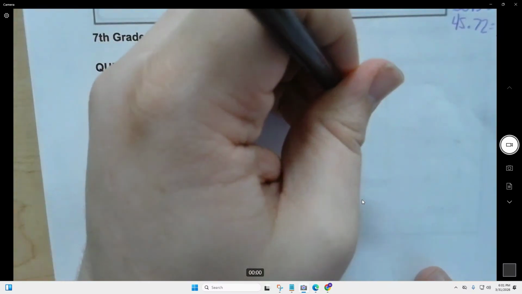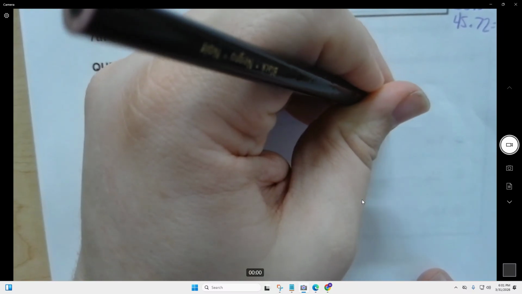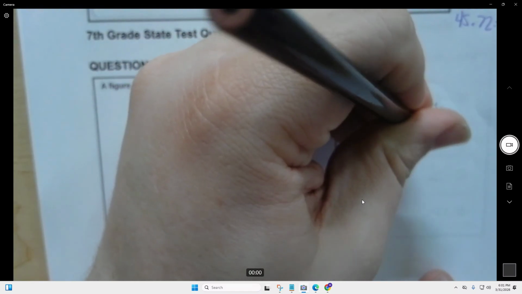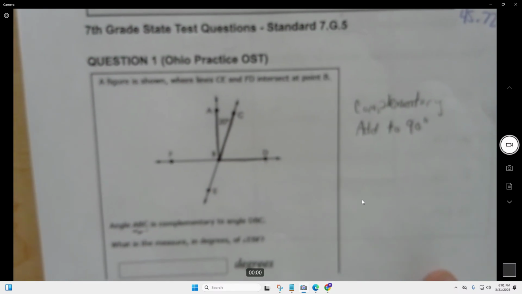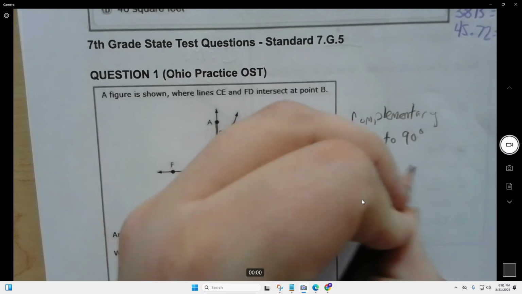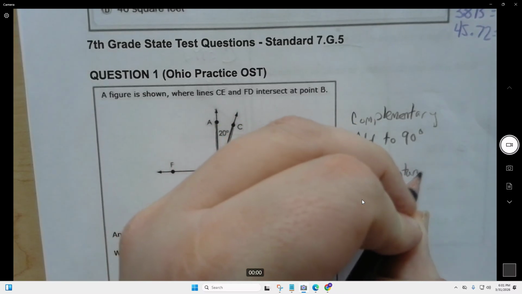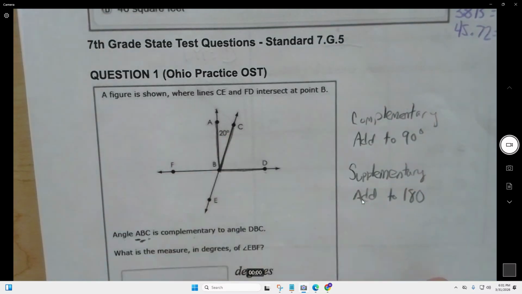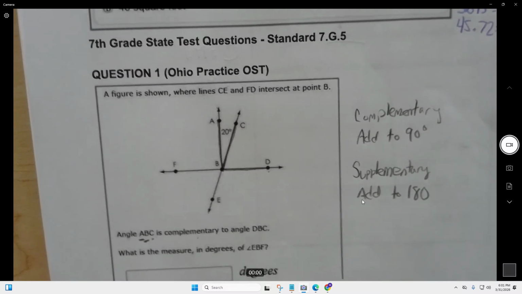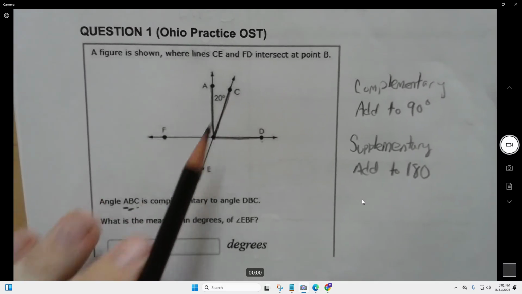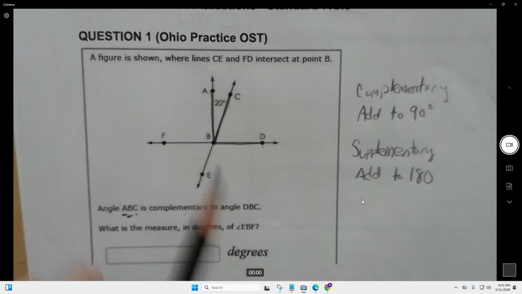What does complementary mean? Complementary means that the angles add to 90 degrees. This goes right along with supplementary, where they add to 180. So the two angles here, ABC and DBC, will add to 90 degrees.